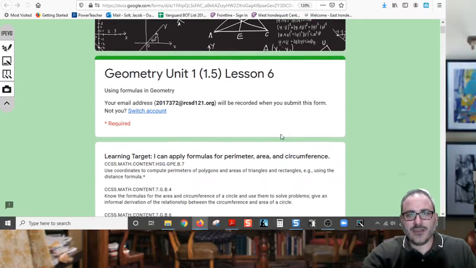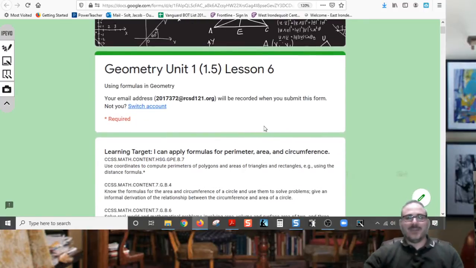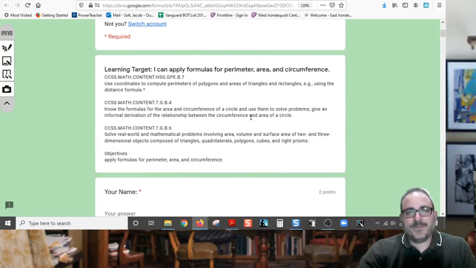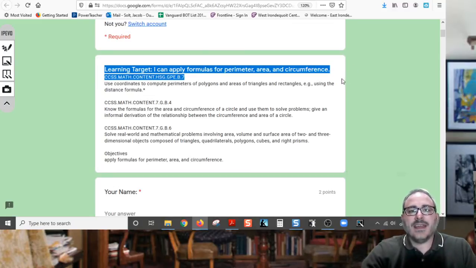So when you open up your lesson, it'll look something like this. This is Geometry, Unit 1, Lesson 6, and this lesson's called Using Formulas in Geometry. So here's our learning target. Our learning target today is: I can apply formulas for perimeter, area, and circumference.